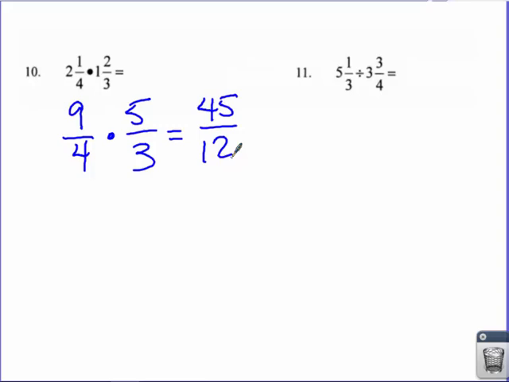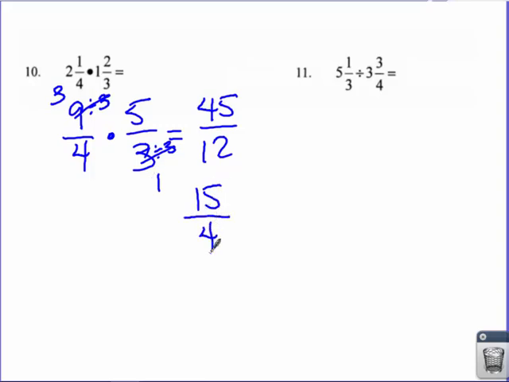But now we got to simplify. Now there's 2 ways of simplifying. For me, I would have never gotten 45 over 12 because I know I could simplify this problem. Remember, if there are numbers on top and numbers on bottom that have common factors, I can divide them. So I see the 3 and the 9, they have a 3 in common. So I could divide this 9 by 3 and get 3. I could divide this 3 by 3 and get 1. So now when I multiply, I've got 3 times 5 is 15, and 4 times 1 is 4.